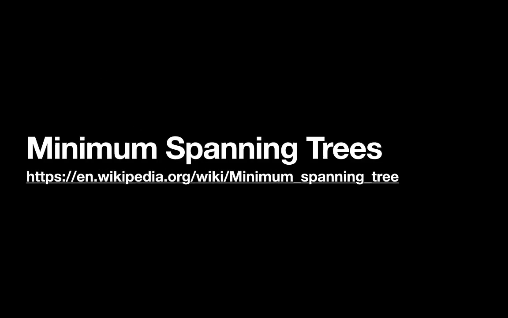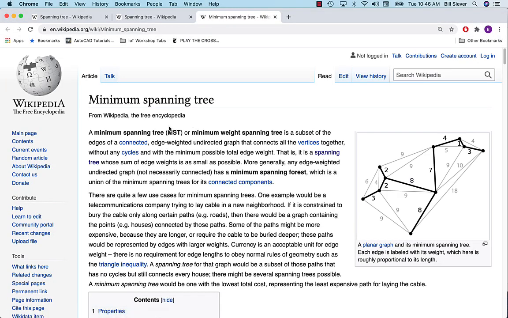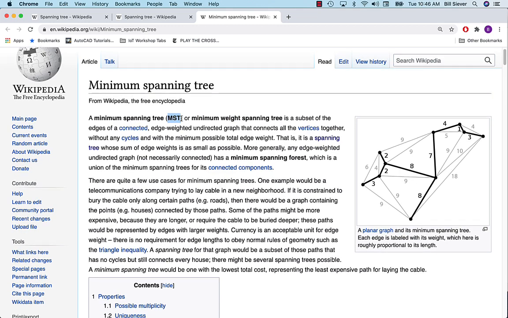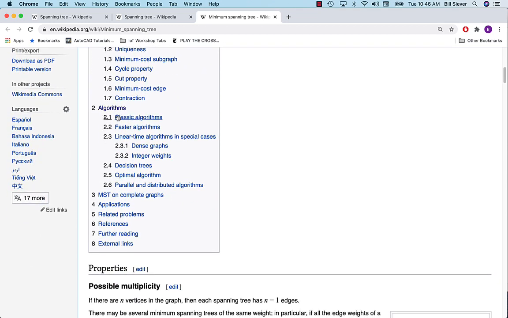The minimum spanning tree, as we've already discussed, minimizes the weight of the edges. Sometimes it's just referred to as an MST, minimum spanning tree. Also, there are several different algorithms. There's a whole section on classic algorithms and faster algorithms that can be used for spanning trees. So we'll look at two of the classic algorithms that use slightly different approaches. One of them is essentially the ad hoc approach that we've just used.